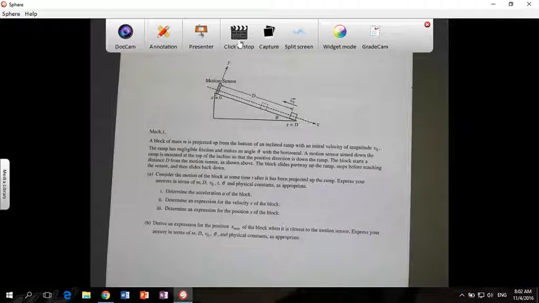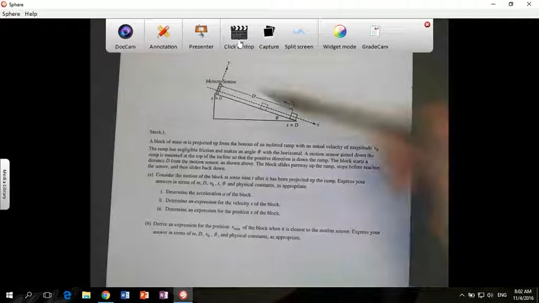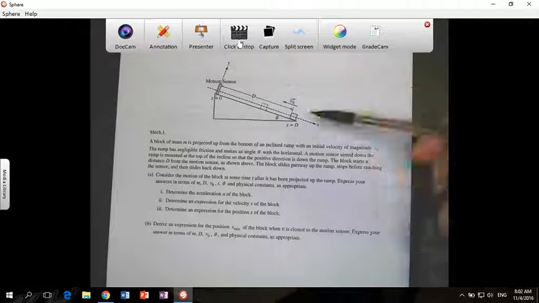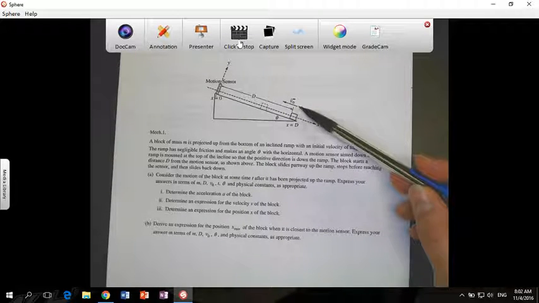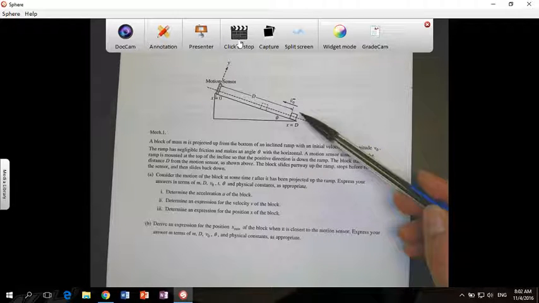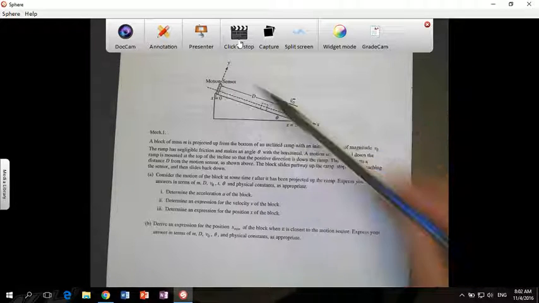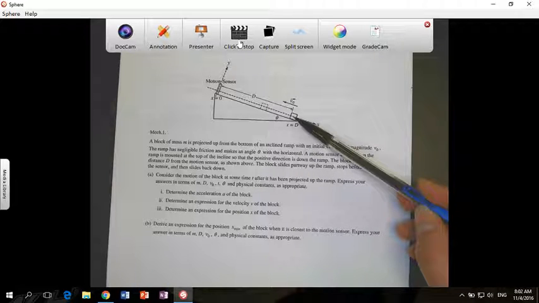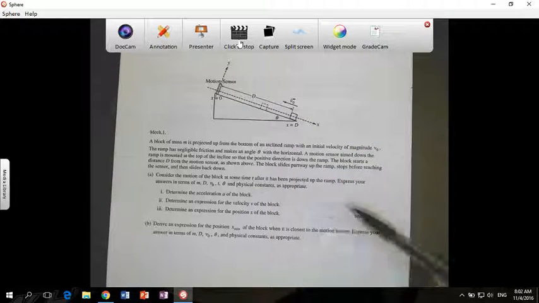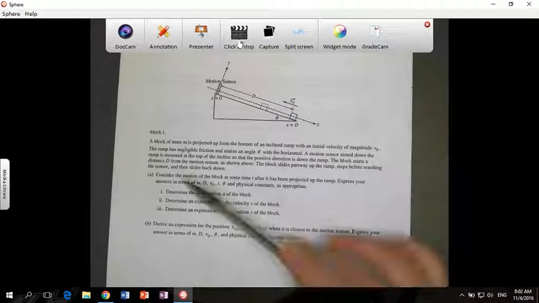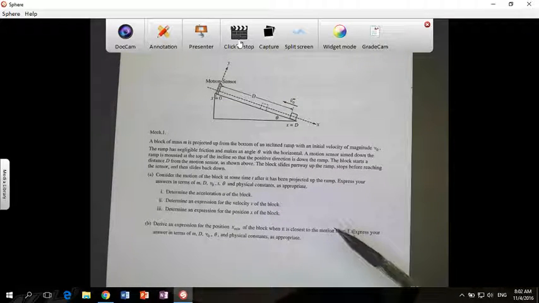So in this problem, you can see that we have a ramp. The block is pushed up the ramp, and it's given an initial velocity of v0, and it's a distance d from the motion sensor. The block's going to travel up the ramp. It's going to stop at some point before the motion sensor, and then it'll slide back down. And it has an angle of theta, and we are told that friction is negligible at this point.